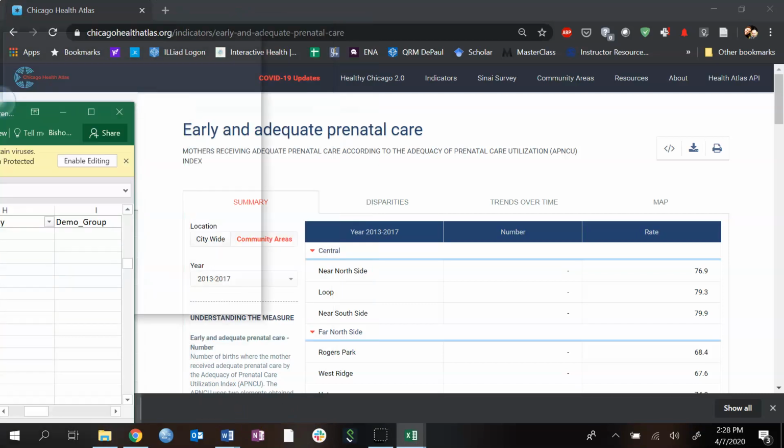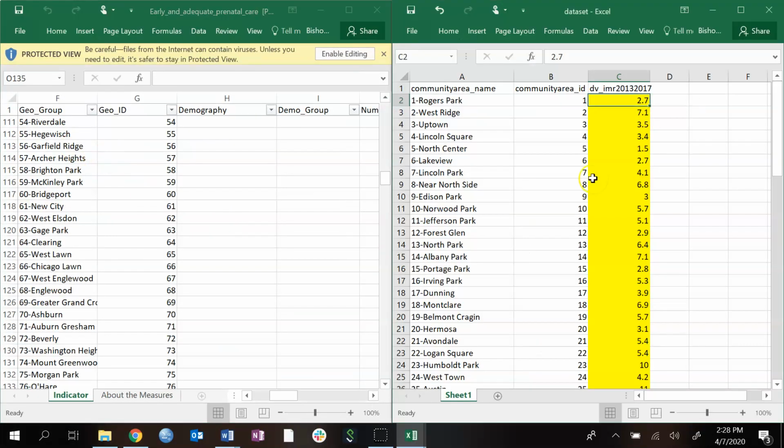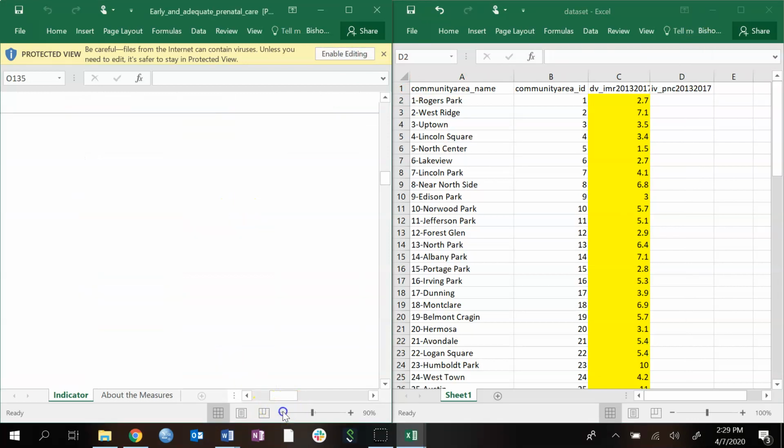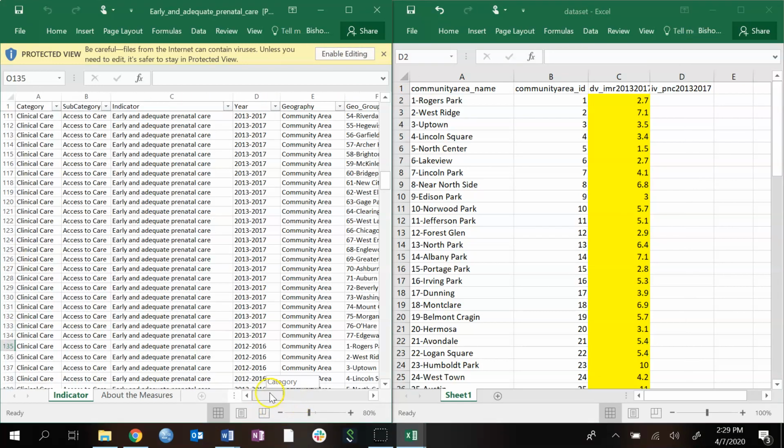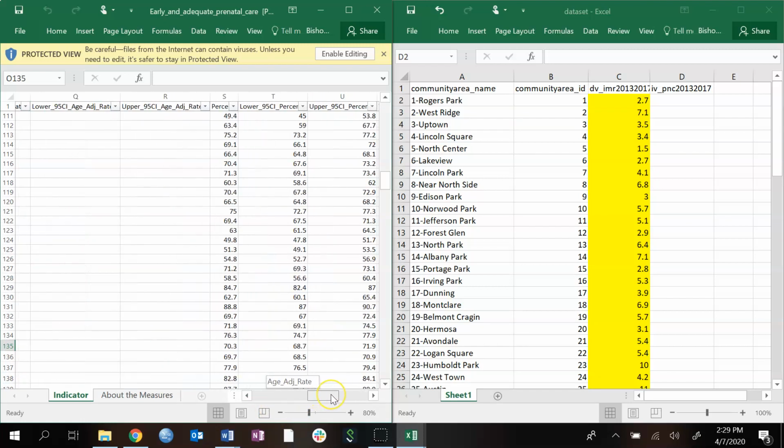And let's go ahead and go split screen here. So let's go IV for our new variable. Let's call it IV PNC 2013, 2017.